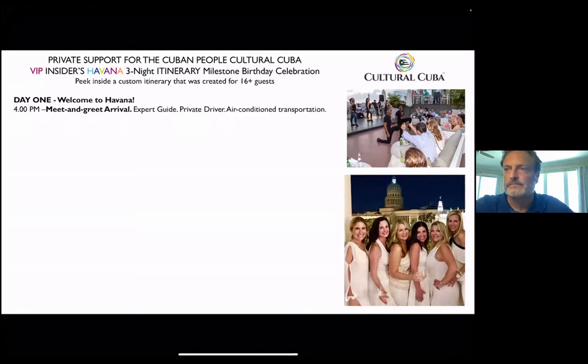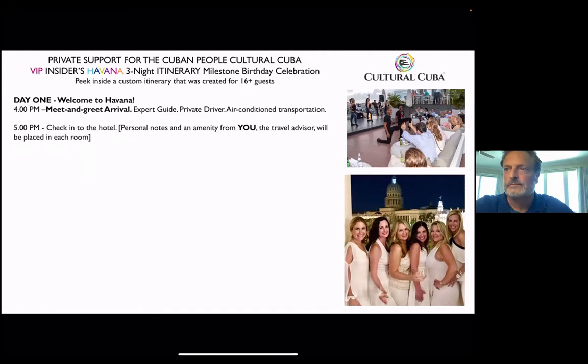So let's just say this is a group. In this case, I think it was 24 guests. They landed at 4 p.m. We have VIP arrival services. Their guide and their driver are waiting for them, right at the airport to whisk them away and start the adventure.